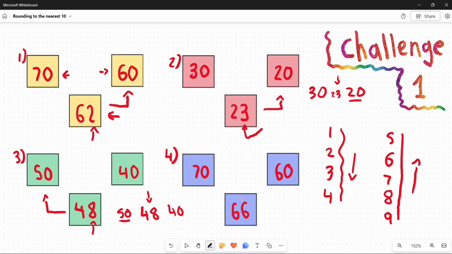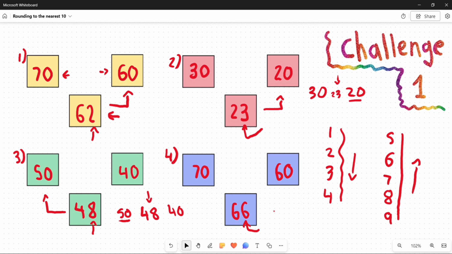Now 66. That is in our fourth question. We have to check whether we should round it up or round it down. But first we have to look at the ones digit. Every single time you want to round up or down, look at the ones digit if you're rounding to the nearest 10. It depends on how much you're rounding to.